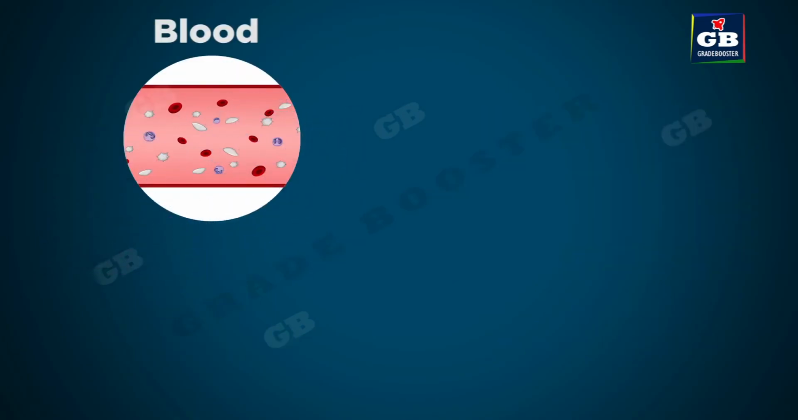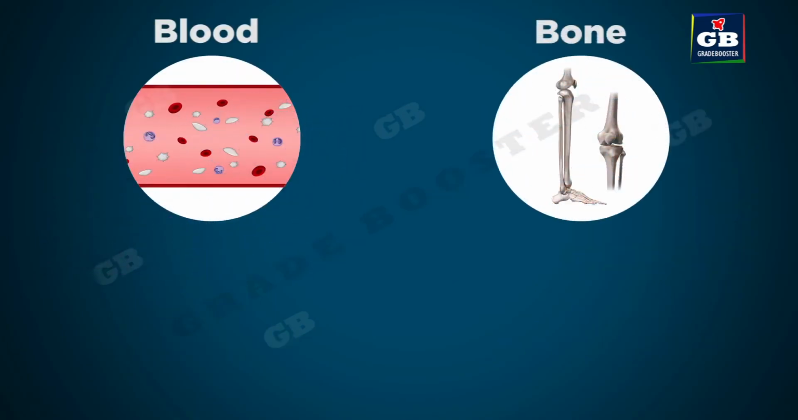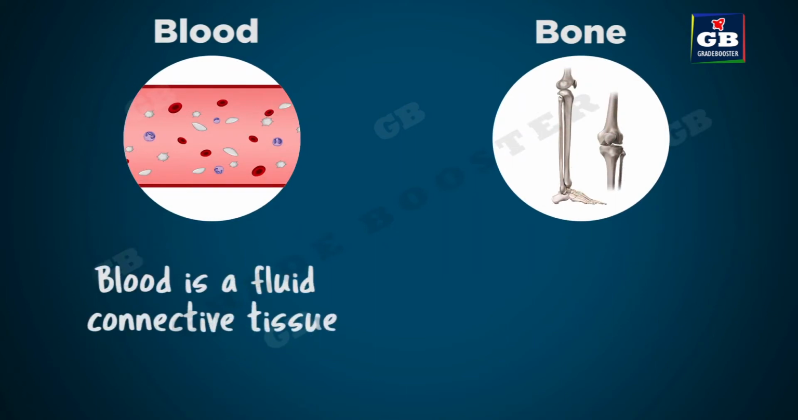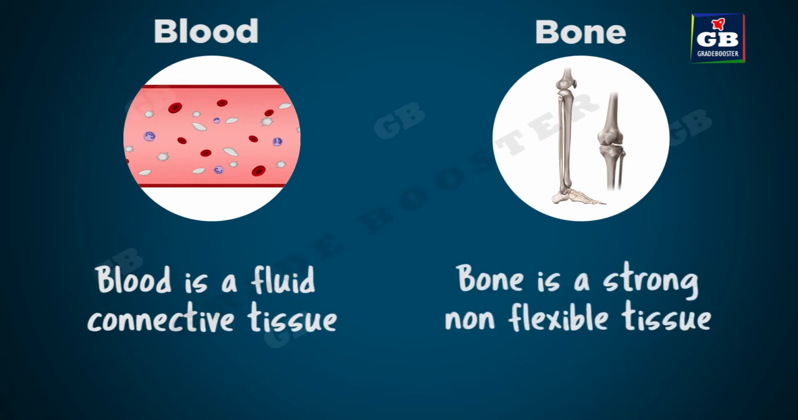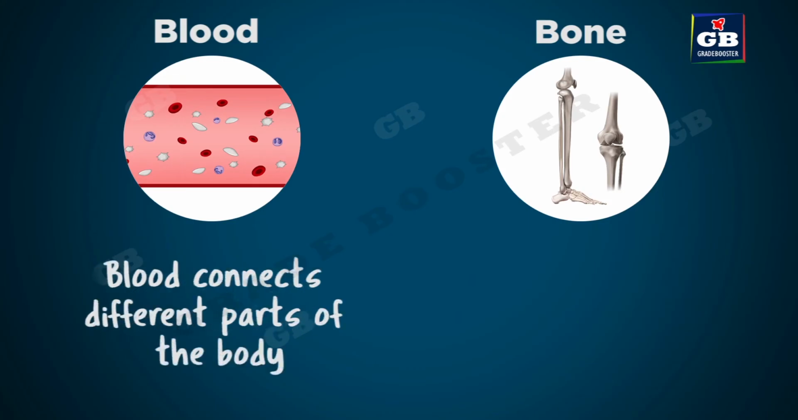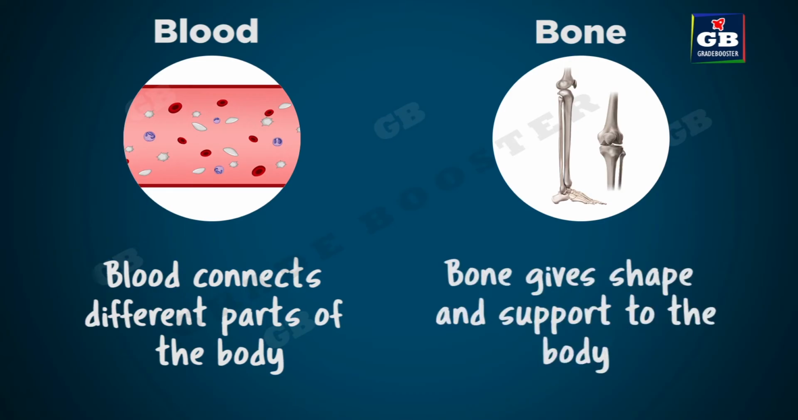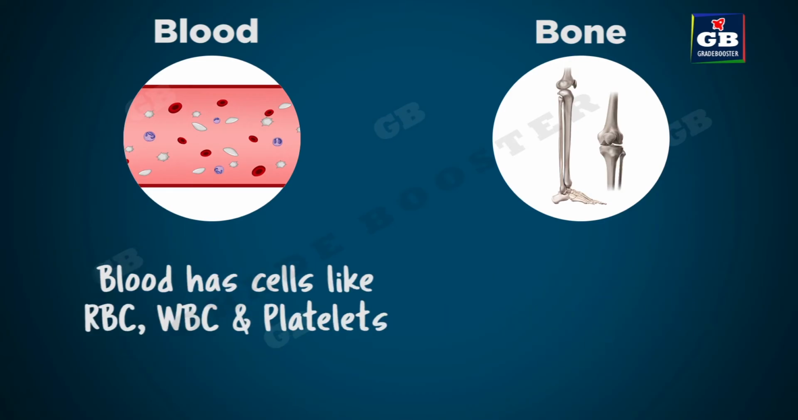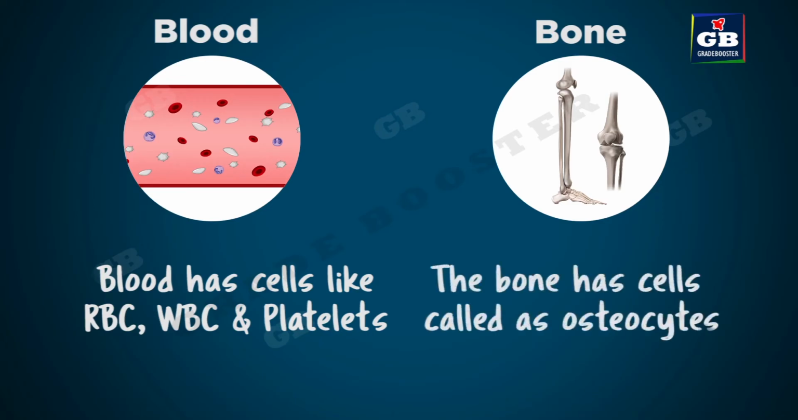We have learnt about blood and bone. Now let us see some differences between blood and bone. Blood is a fluid connective tissue, whereas bone is a strong, non-flexible tissue. The blood connects different parts of the body, whereas the bone gives shape and support to the body. Blood has cells like RBC, WBC, and platelets. The bone has cells called osteocytes.